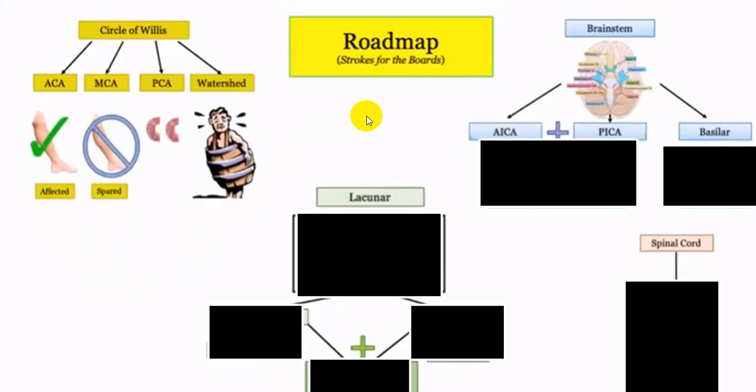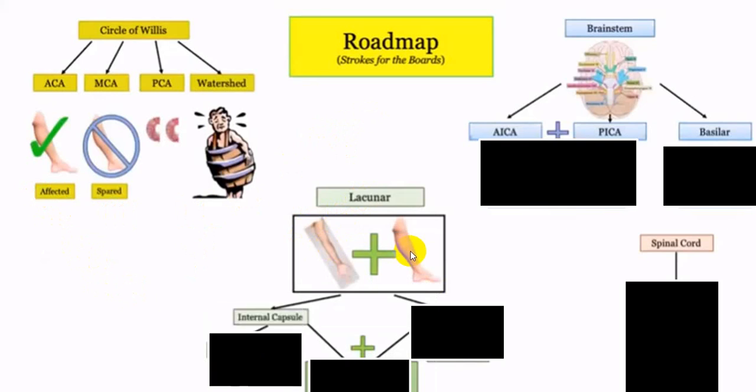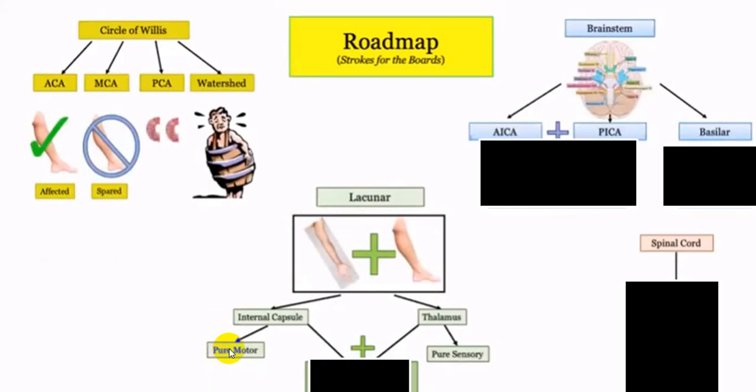Now if we come to lacunar infarcts, it can be both together. Internal capsule, it will be more pure motor. If it is thalamus, it will be more sensory. Or it can be combined together where the capsule is involved and the thalamus is involved. So it can be a combination of internal capsule plus thalamus. Then you will have sensory plus motor. Both will be involved together. So you can have a combination of the two.